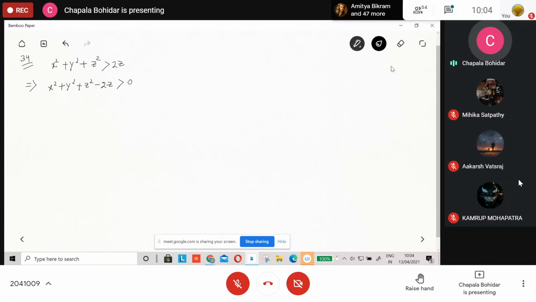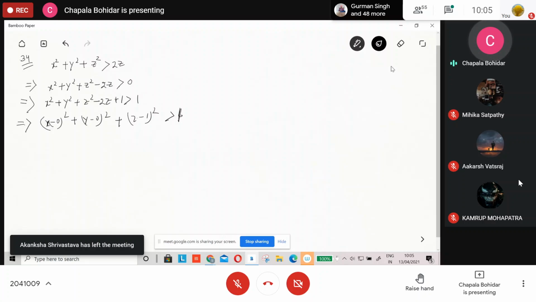Okay, that I can write down x square plus y square plus z square minus 2z plus 1. I add 1 to this side, so the right side is also greater than 1. I add 1 here also. This implies x minus 0 whole square plus y minus 0 whole square plus z minus 1 whole square is greater than 0. Sorry, is greater than 1.